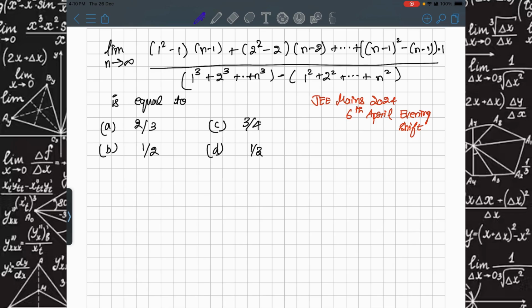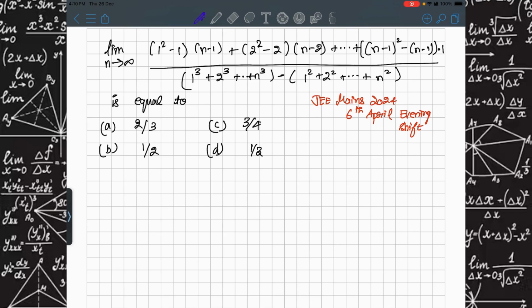Okay, so let's get started with this first question. The question is: limit n tends to infinity of (1 square minus 1 into n minus 1, and it goes on to n minus 1 to the whole square minus n minus 1 times 1) divided by (1 cube plus 2 cube, and it goes on). This is the question. We need to calculate this limit value and then equate it to these four options, and one of them is the right answer.